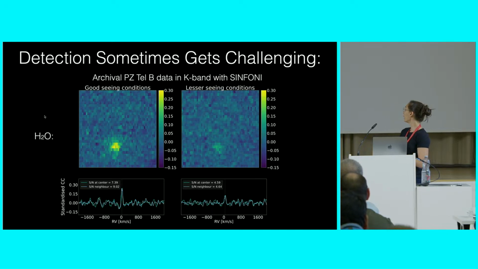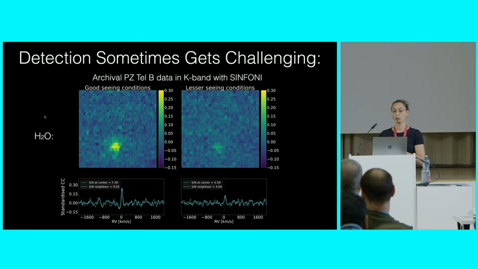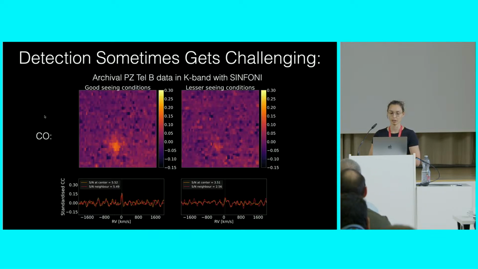We actually saw that in some cases, detection can get challenging, and this is a typical case of archival SPHERE data. It's a known brown dwarf, which should be easy to detect. In the first night, we can see that we have a very strong water signal. And on the second night, where the seeing conditions are worse, and the air mass is not so good, then we have trouble getting such a signal. So the peak is really dampened. And for CO, actually, this gets even worse.